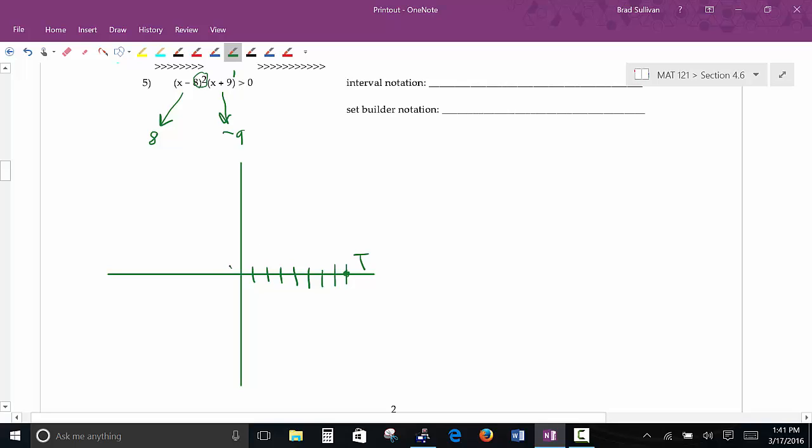Go to -9: 1, 2, 3, 4, 5, 6, 7, 8, -9. You have a 0 there. The multiplicity is 1. So will it touch or cross? Cross. Okay, how do you find the degree of this polynomial?